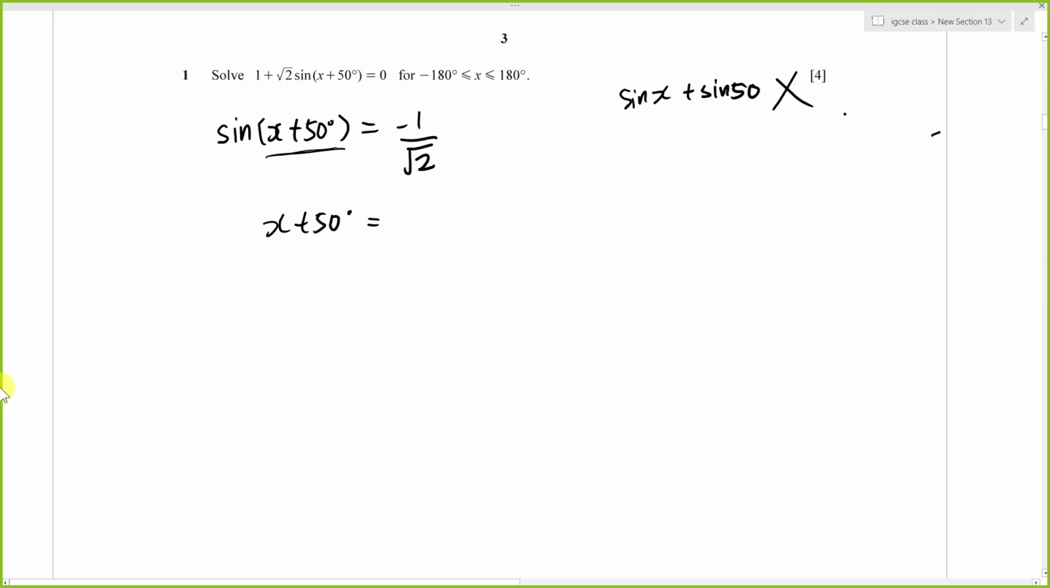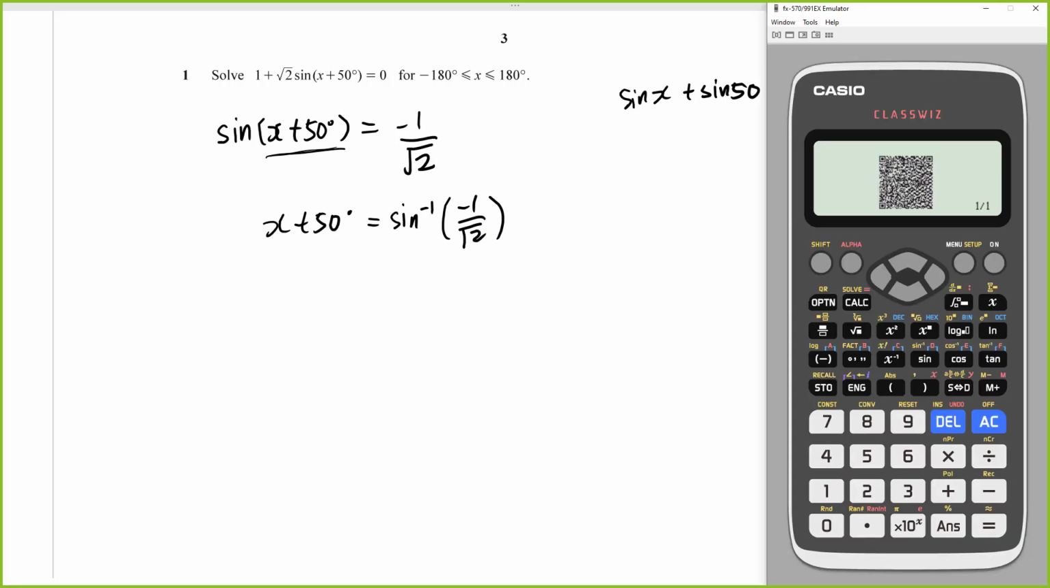So I will just use the calculator. Sine inverse of negative 1 over square root 2. And I can show you my high-tech calculator. Recently Casio actually sponsored me, so they gave me a 1-year license for this calculator. But can it work or not? Okay, menu 1.